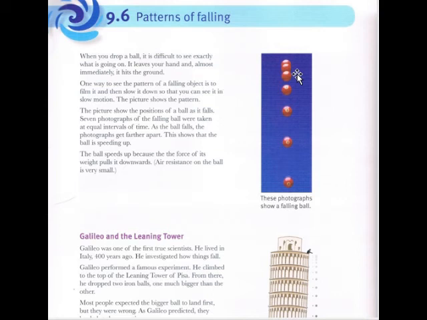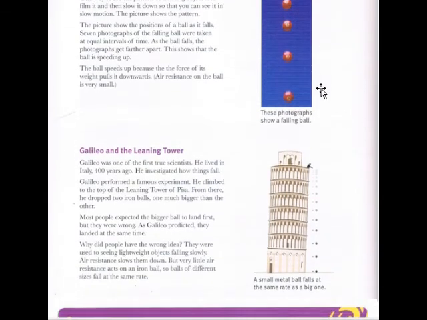Okay, students, another one. Galileo and the Leaning Tower. Galileo was one of the first true scientists. He lived in Italy 400 years ago. He investigated how things fall. Galileo performed a famous experiment, students. He climbed to the top of the Leaning Tower of Pisa. From there, he dropped two iron balls, one much bigger than the other.